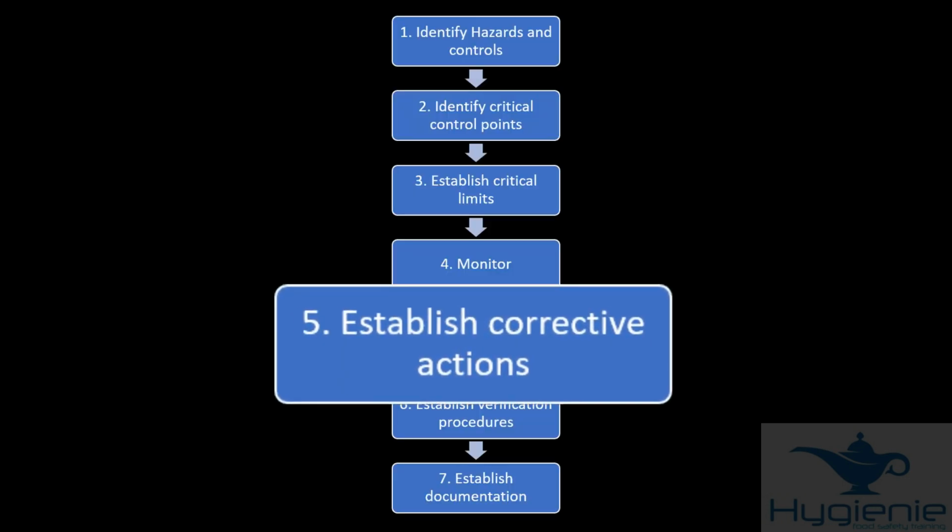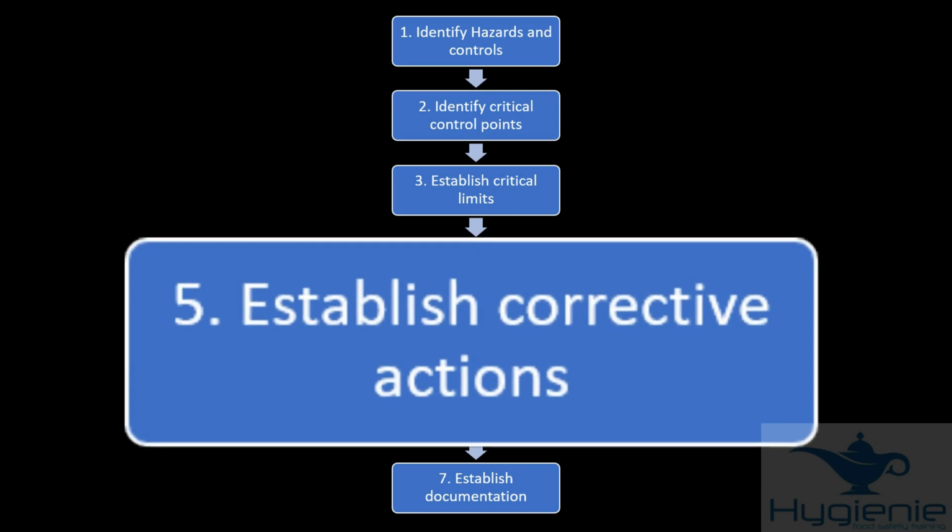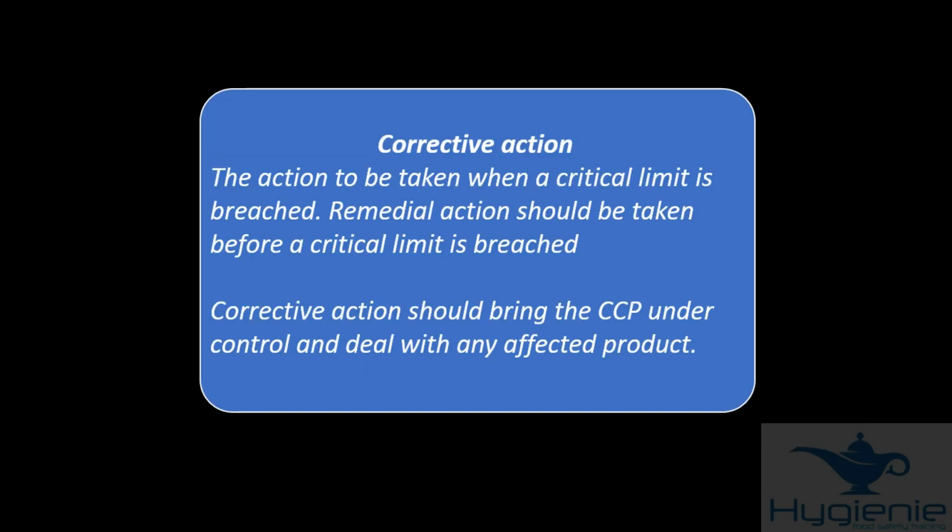Principle 5. Establish corrective actions. Corrective action is the action you take when a critical limit is breached. Remedial action should be taken before the critical limit is breached. Corrective action should bring the CCP back under control and also deal with the affected product. In other words, it's what we do when things go wrong to ensure the CCP is under control and we deal with the product.